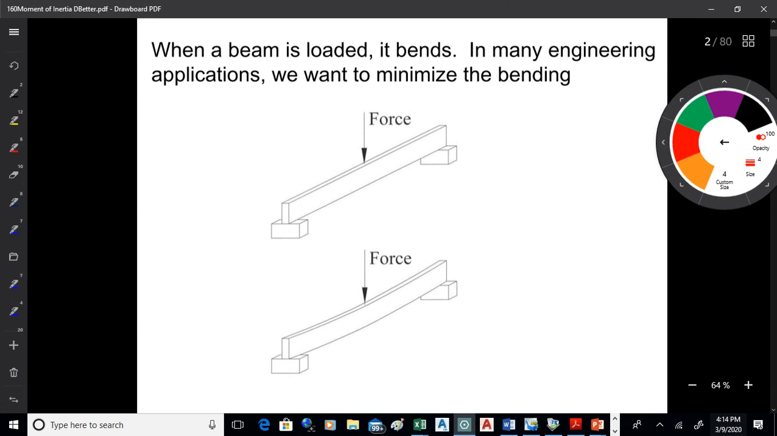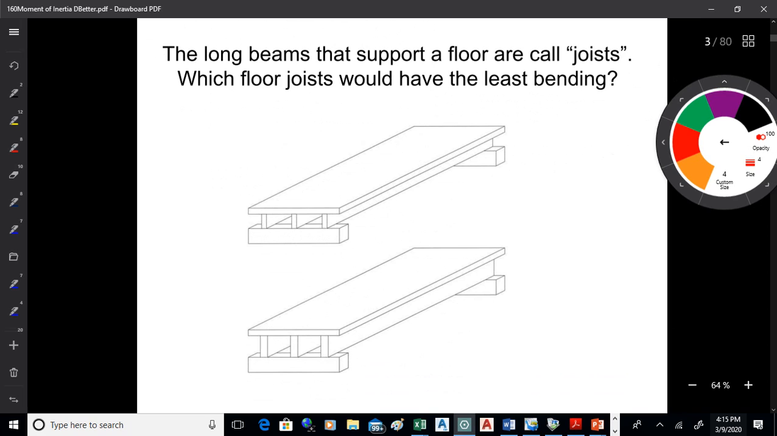So why don't we look at page 640. I'm going to ask you some hopefully obvious questions, okay? First thing is that when you load a beam, you bend it. Beams flex when they're loaded. And typically in engineering applications, we want to minimize this. We don't want things bending too much when we bear load with them. All right, so if you're going to build a floor, you put what are called joists underneath it. So which floor joist would have the least bending for a given load? One would hope so, yeah, the big one, right? So when you're designing stuff, make it big. That's always the idea there.